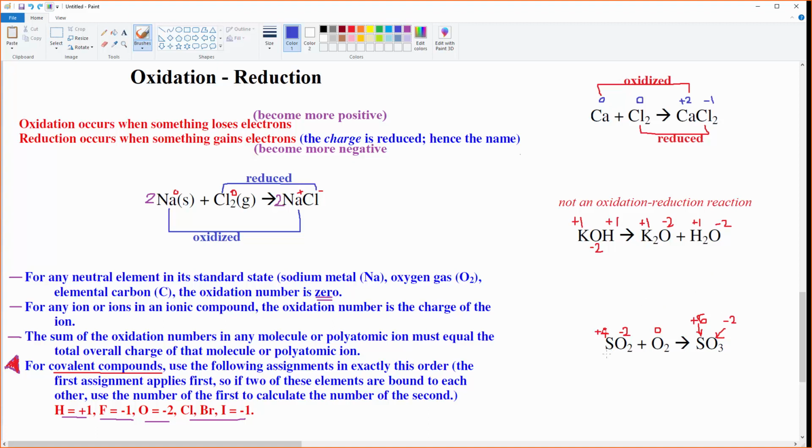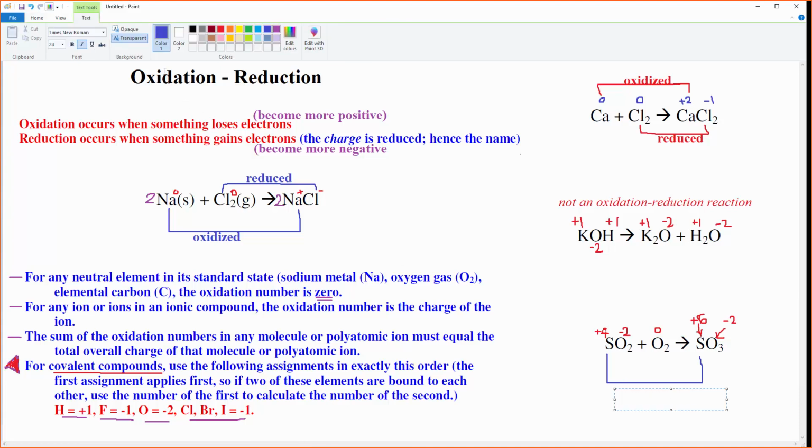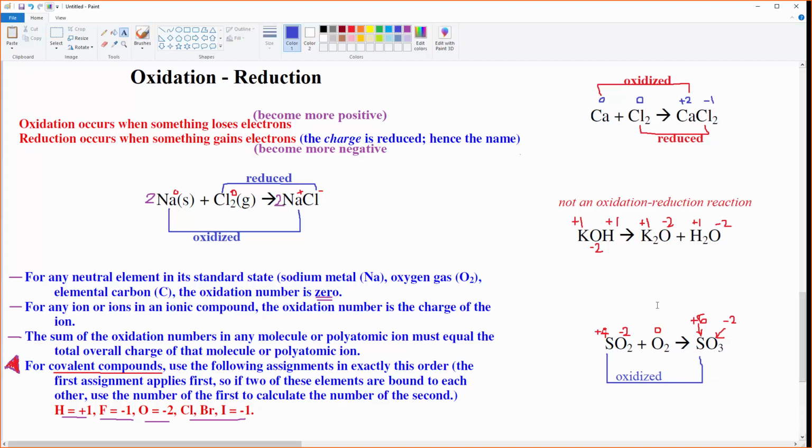Yeah, so the sulfur went from +4 to +6. So clearly the charge became more positive, and that means that it was oxidized. Excellent. And if it gets oxidized, something else has to be reduced. And this is a little bit tricky. You're exactly right. Oxygen was reduced, but not every oxygen was reduced, right? Because these oxygens are -2 and these oxygens are -2. So some of the oxygens stayed the same. But the oxygens that came from the elemental oxygen, those ones were reduced.